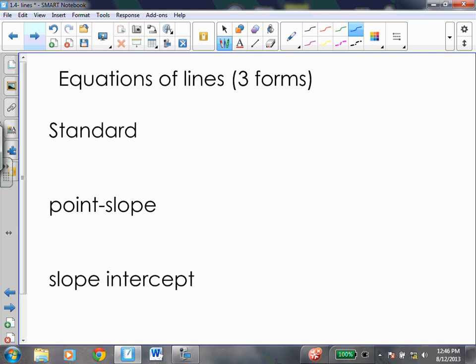We have 3 different ways that we typically express lines. The first one is standard form. That is known as ax plus by equals c. Whenever we're graphing lines, we typically have an x and a y. A, b, and c are all constant numbers, and they all have to be integers.